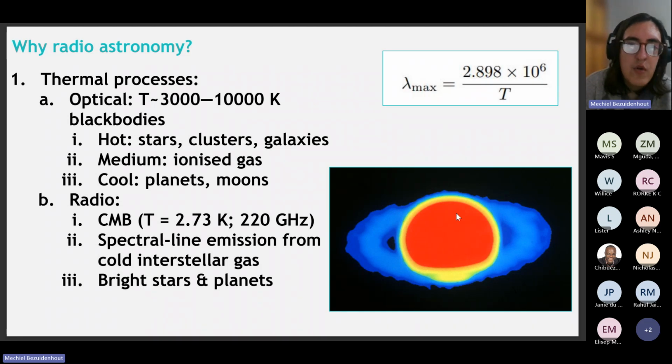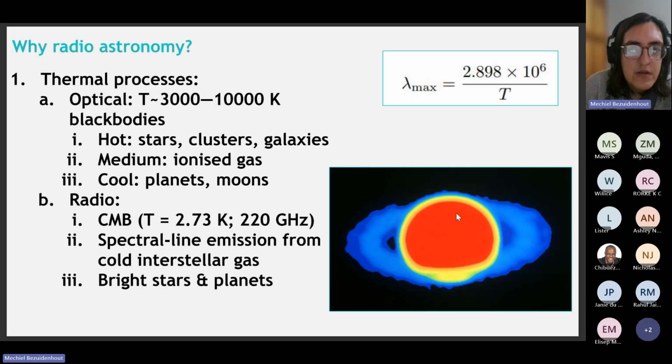So in the optical regime, we can see objects that are as hot as 3,000 to 10,000 Kelvin. So that means that in visible light, we can see stars and clusters and galaxies. We can also see ionized gas, in the form of nebulae. And on the cooler range of that, we can also see planets and moons, which don't produce their own thermal emission, but reflect light from stars.